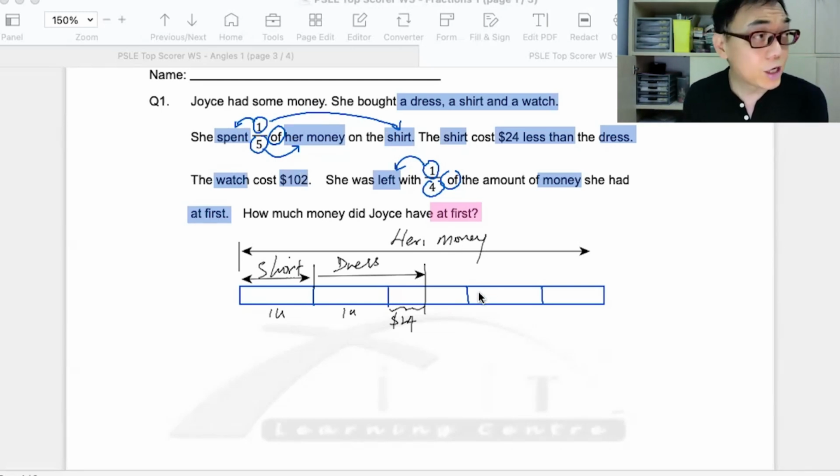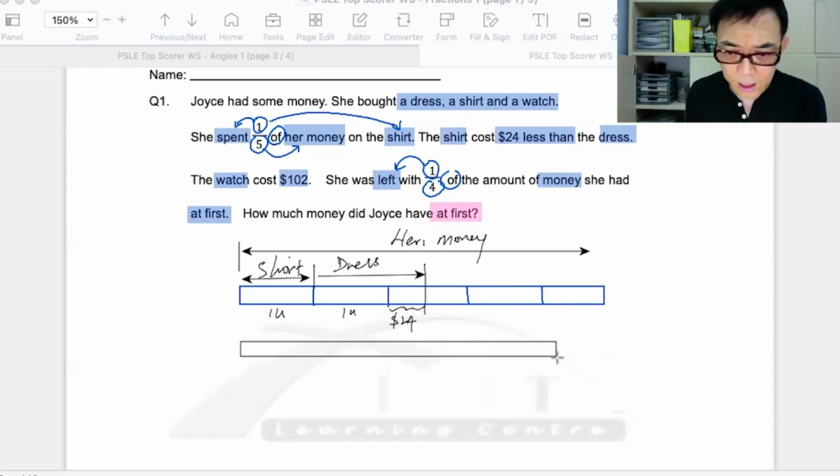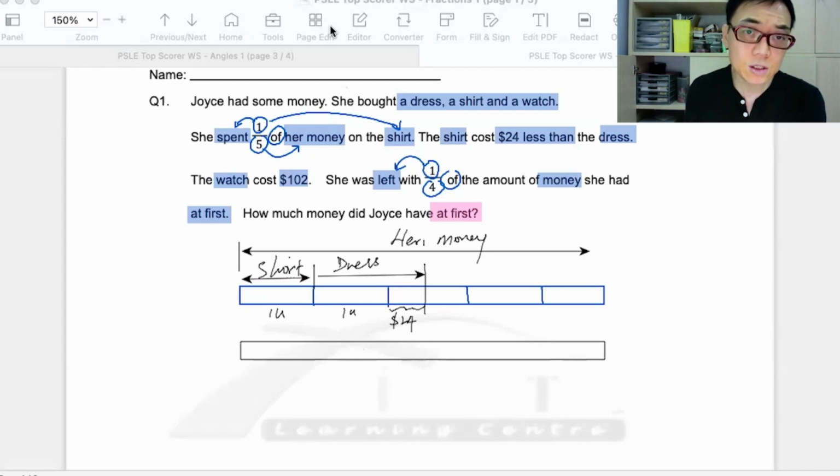So, before I draw the watch, what I want to do is I want to now draw the model again for her money. And this time round, why am I doing this? Because this time round, I want to know roughly where 1/4 is. So if I cut this into 4, then the 1/4 that she's left with will be here. If this is what is left, then this will roughly be what is left, am I right? And that means that this portion here is the what? Is the watch. Very good.